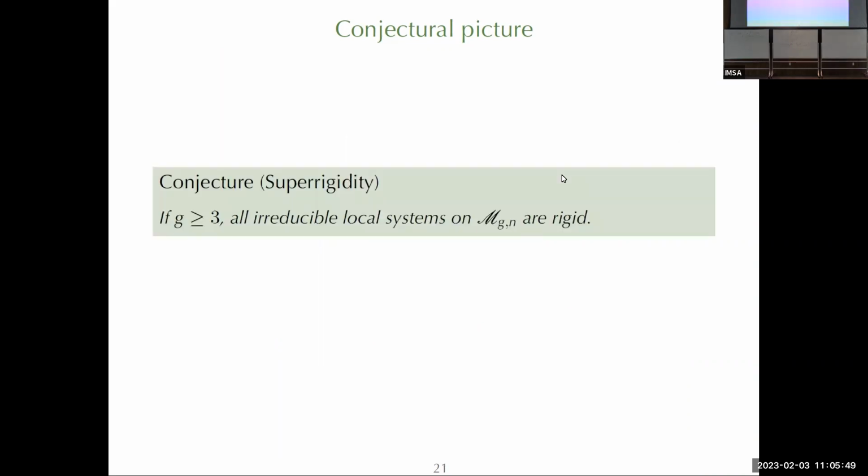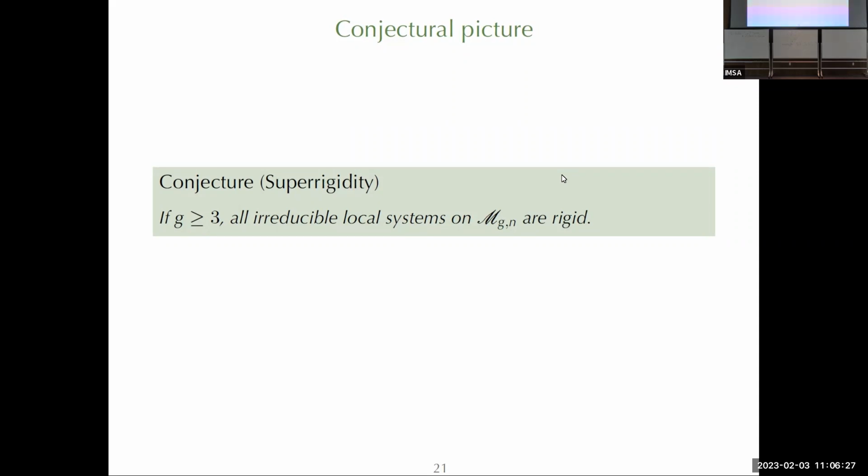But let me make a much stronger conjecture, and I view this conjecture as some analog of Margulis' superrigidity for the mapping class group. The conjecture is that if G is at least 3, all irreducible local systems on MGN are rigid. In particular, the rank of MGN is at least CGN plus 1, n minus 1, rather. So this makes a conjecture about these representations of finite orbit. And I told you that if you have a local system on the universal curve, then it has finite orbit. There's actually a partial converse for that. So this would really be a statement about all representations of finite orbit.